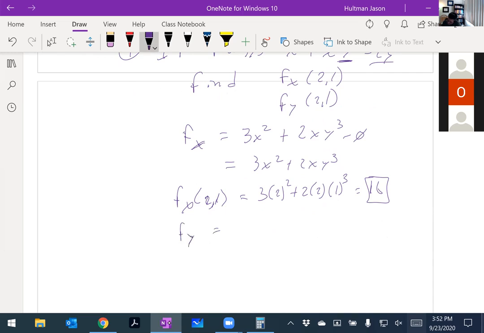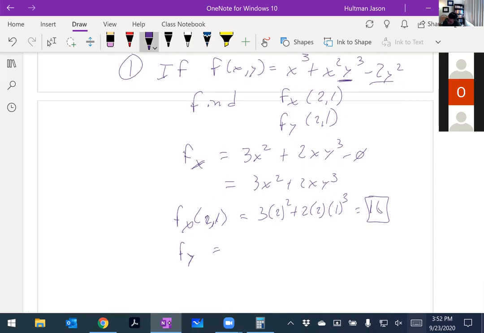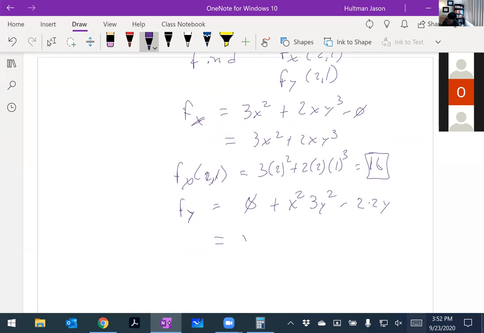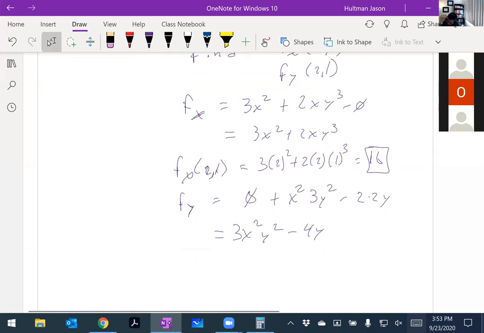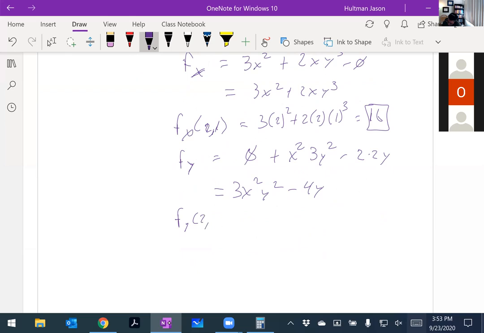Okay, f sub y, that's going to be fixing x and allowing y to vary. So that's 0. Derivative of the x value here is 0. Okay, plus x squared times 3y squared. Okay, minus 2 times 2y. Okay, if we clean that up, we're going to get 3x squared y squared minus 4y. Okay, so we want to evaluate that, f sub y at (2, 1). So we get 3 times 2 squared times 1 squared minus 4 times 1.